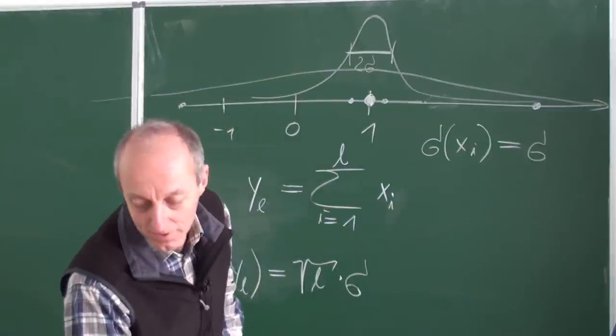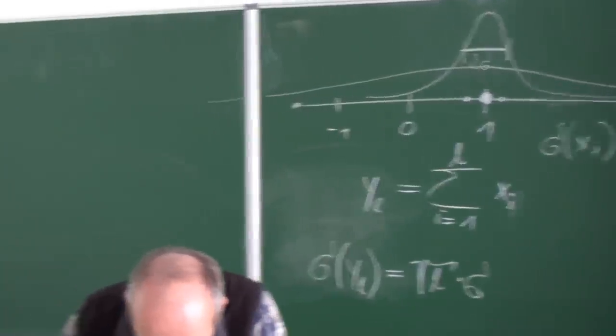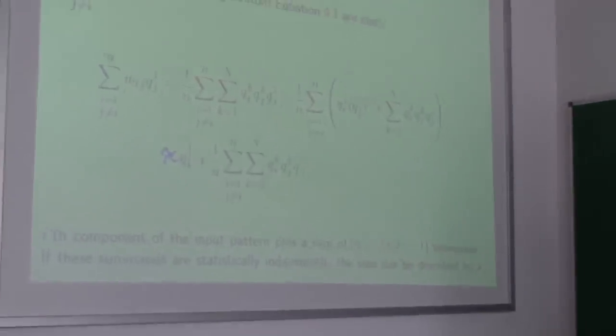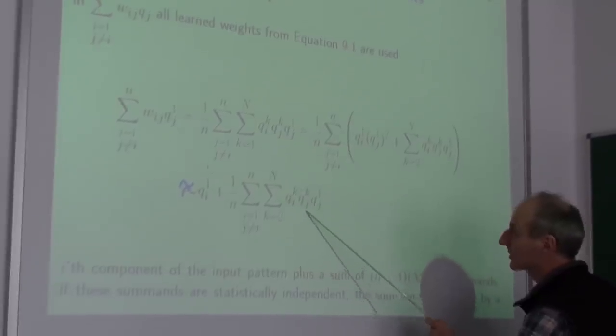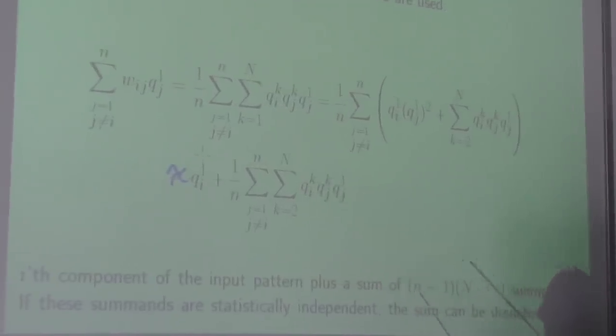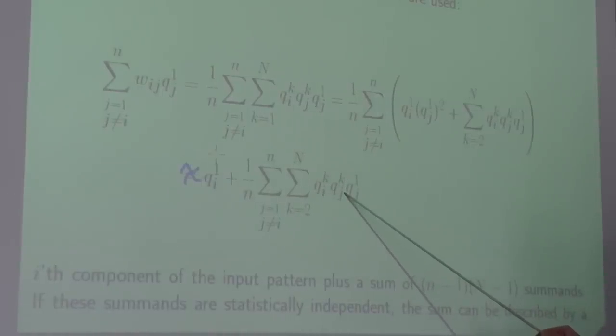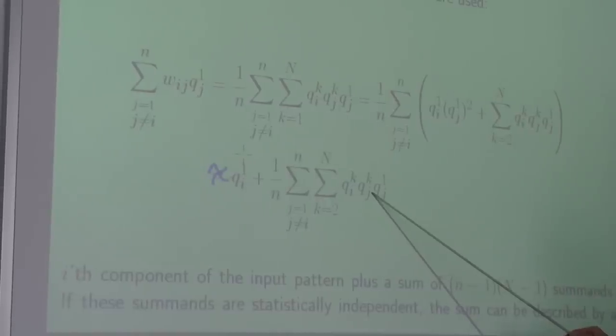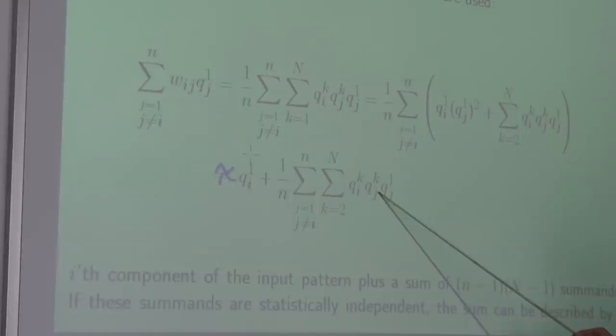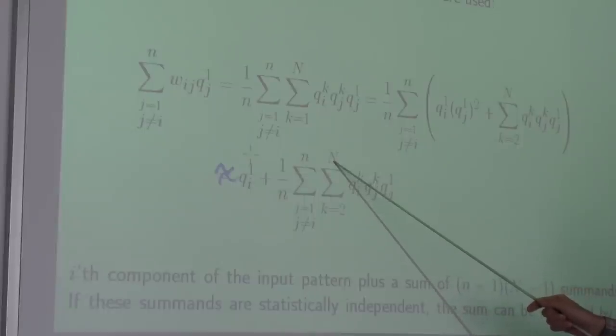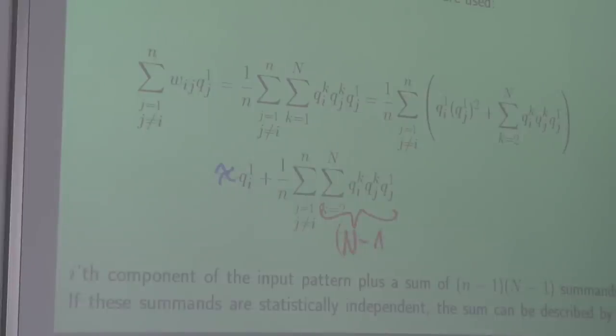Okay, and now we apply this to this example. Look, it's these products that we have in the sum. These products, they are plus or minus 1. And how many terms do we have in the sum? This is a sum with capital N minus 1 terms. And this has lowercase n minus 1 terms. So this sum has n minus 1 terms.